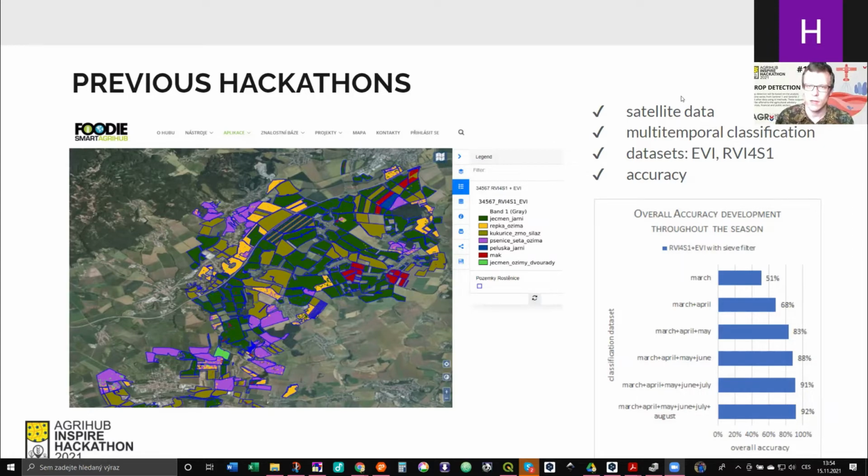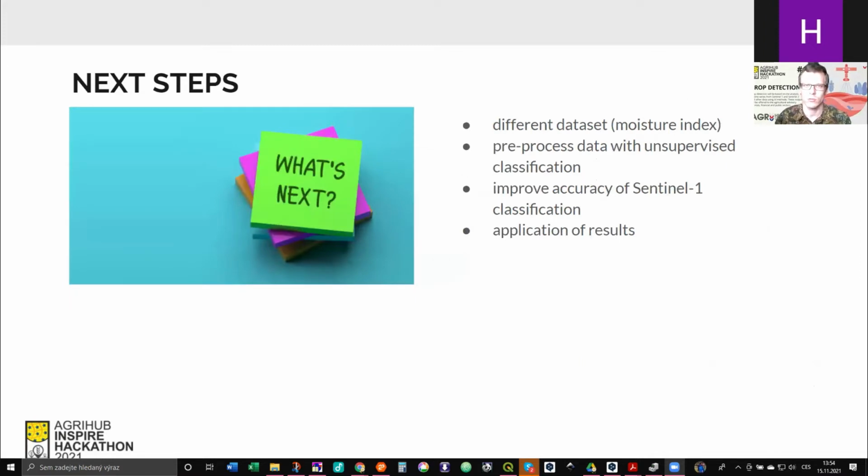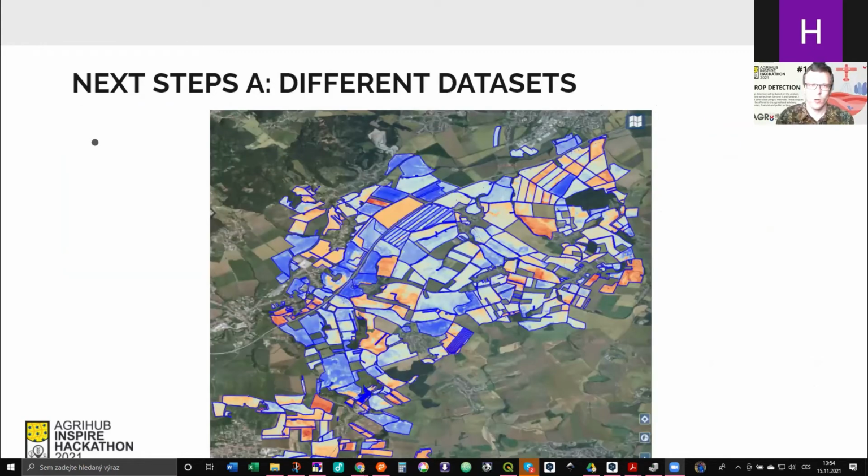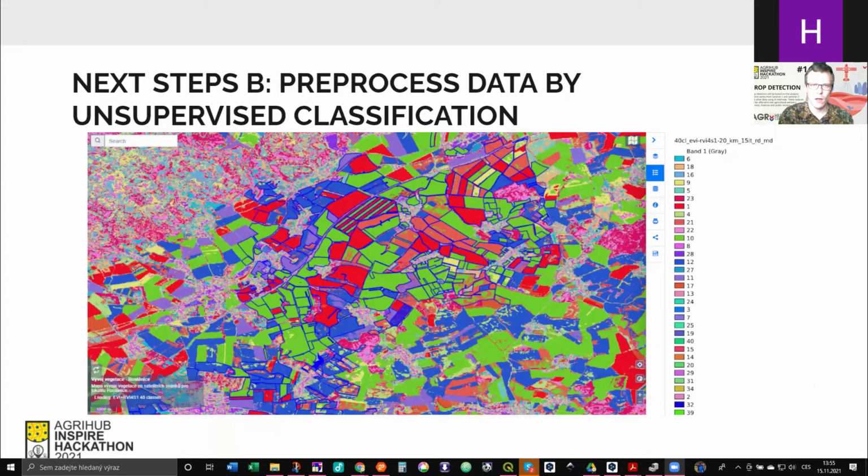And what are the next steps we are going to do on this hackathon? We want to improve or make some trials with different data sets. We can use, for example, moisture indices to detect a crop on the field. And we can also pre-process data by unsupervised classification, and then use the supervised classification for crop detection. And there is an idea or hypothesis that it could help the accuracy of the classification.